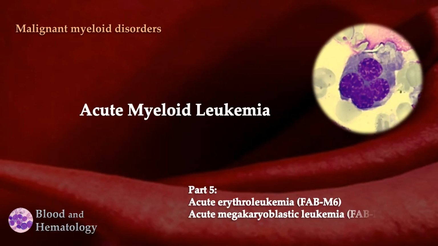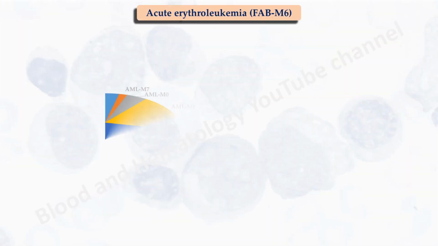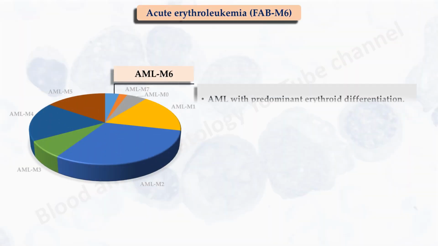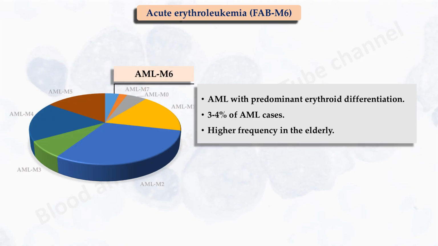Diagnostic criteria and blood and bone marrow morphology of acute erythroleukemia and acute megakaryoblastic leukemia are discussed in this video. Acute myeloid leukemia with predominant erythroid differentiation accounts for about 3 to 4% of AML cases, with higher frequency in the elderly.